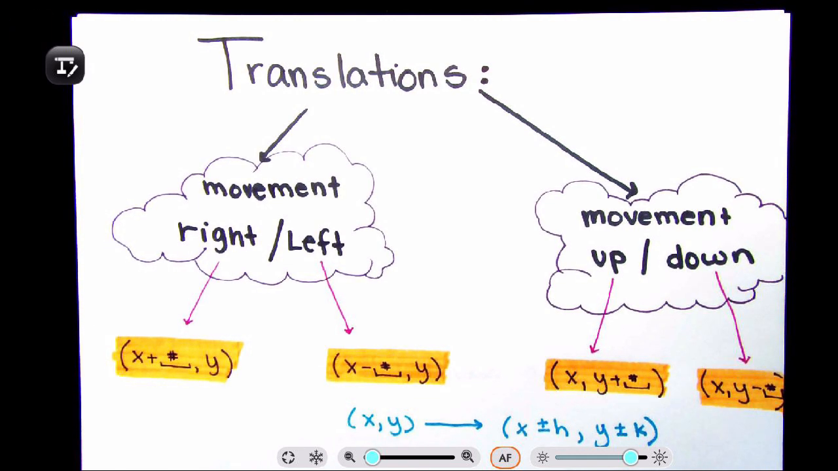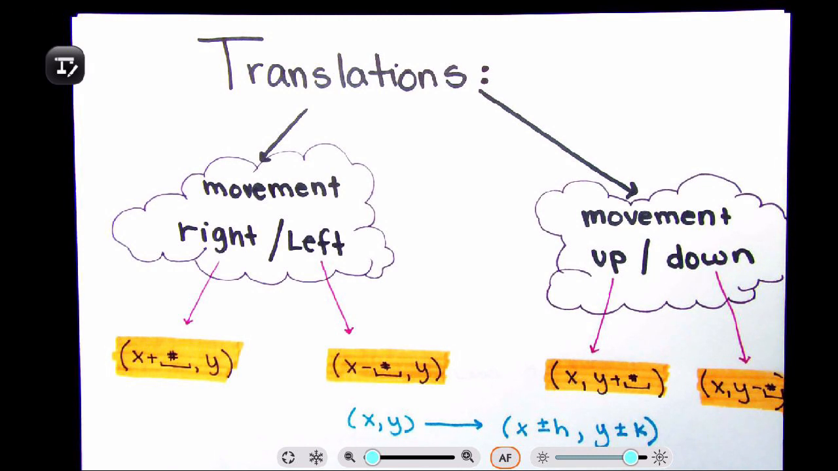All right, let's go ahead and jump into translations. Now, a translation is a movement to the right or left and a movement up or down. Now, it doesn't have to be both. It can be only a movement to the left or right, or it can be a movement up and down. However, it could also be both at the same time.